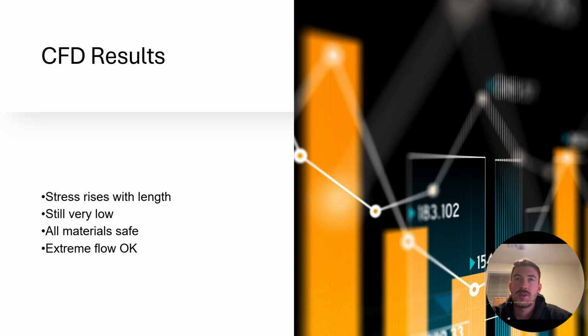Alright, so here's basically what I found from the CFD. I found that the shear stress increased as vessel length increased. But even in the worst case flow scenario, stresses stayed far below all of the material strength limits. All materials were essentially structurally safe, this means.